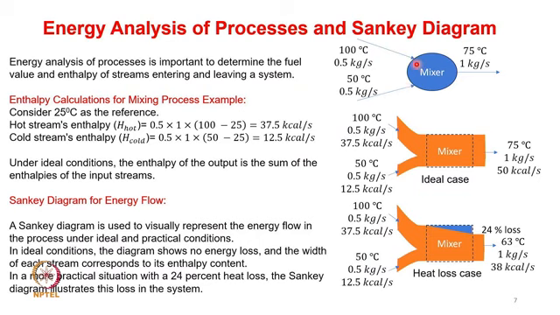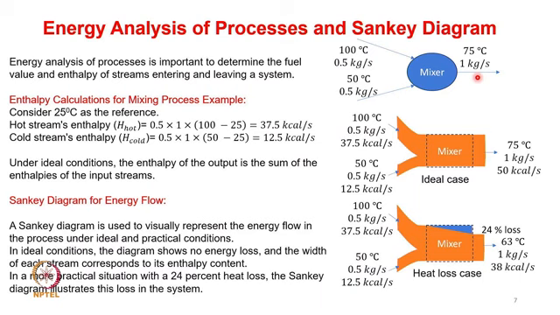In a mixer, you have two streams. One is coming at 100 degrees C, having a flow rate of 0.5 kilogram per second. The other one is at 50 degrees C, coming again at the same 0.5 kilogram per second, and after mixing it is going out at 75 degrees C with of course the two flow rates combined, so it would be 1 kilogram per second.